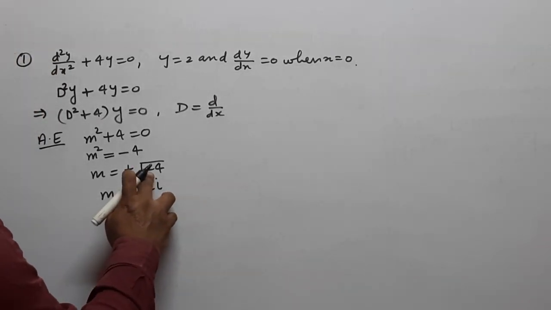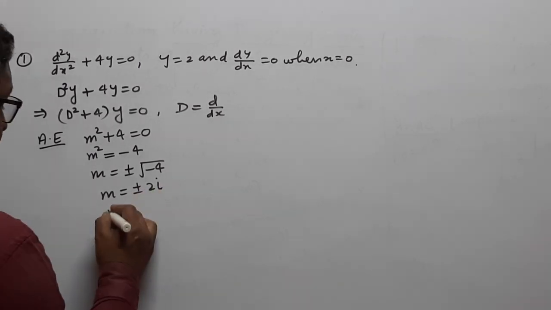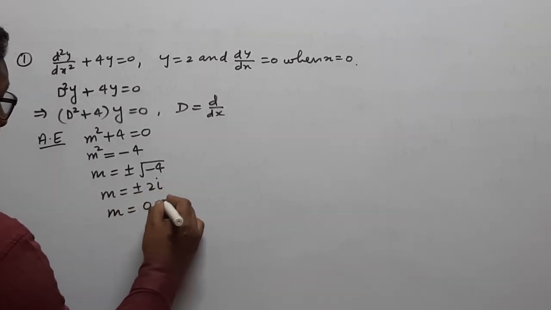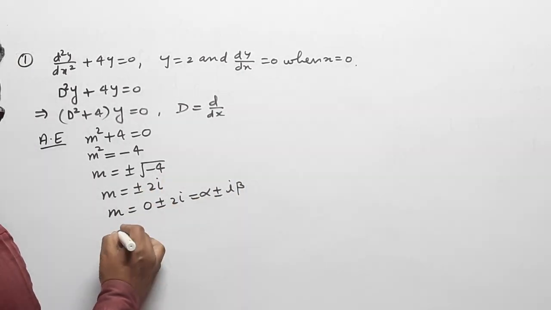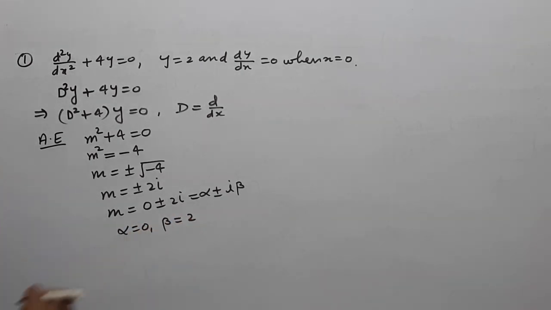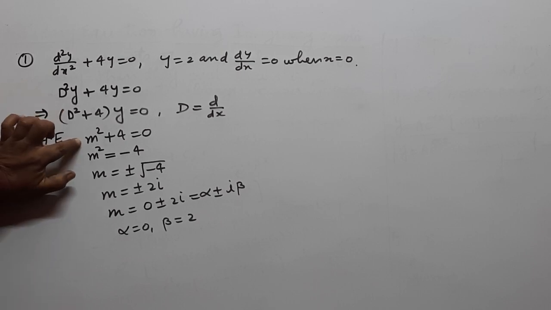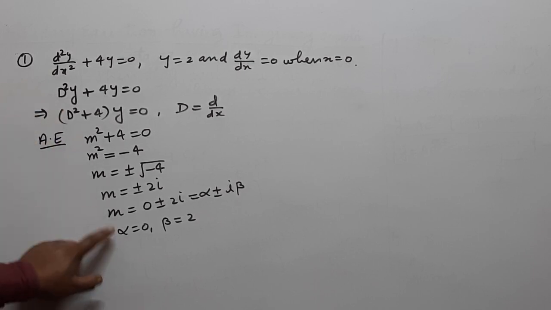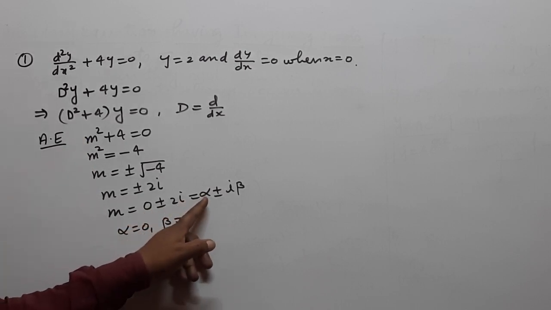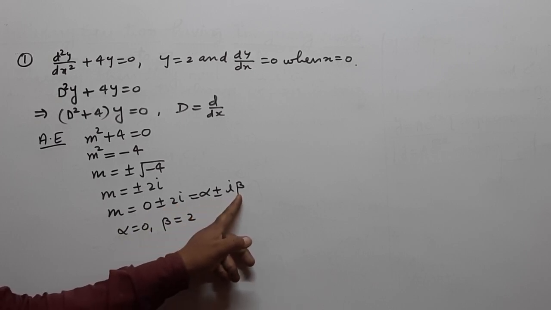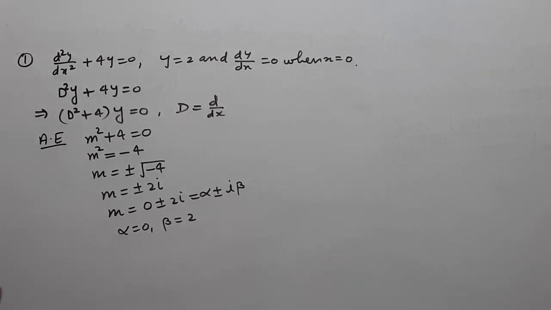And the square root of minus 1 is equal to i, this is iota. So here we get the roots of the auxiliary equation as 0 plus minus 2i. So comparing with alpha plus minus i beta, alpha is 0 here and beta is 2. You can see here the roots of this auxiliary equation are imaginary, so this is the third case. Here the roots of the auxiliary equation are imaginary, in the form of alpha plus minus i beta, where alpha is equal to 0 and beta is equal to 2.